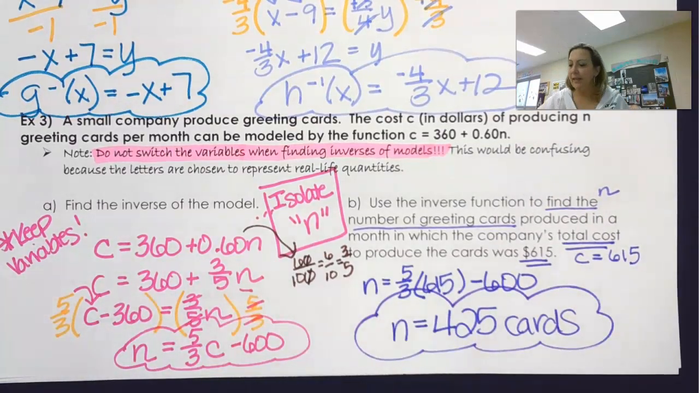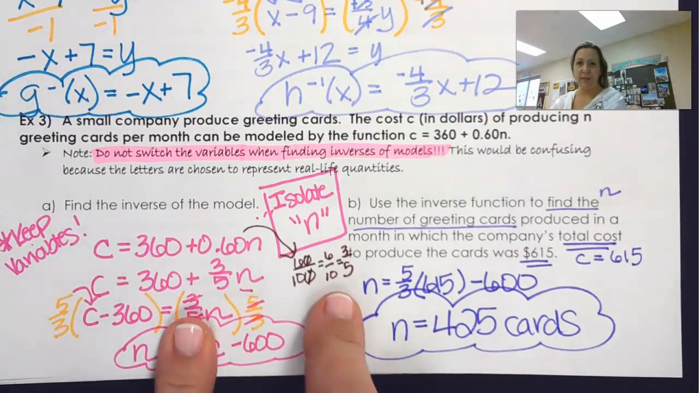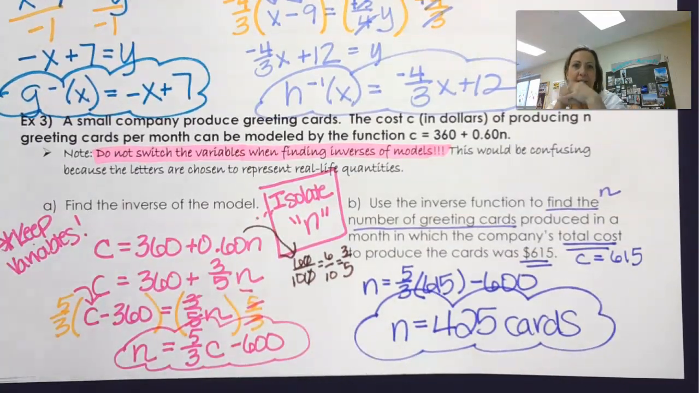And that's just a little bit about how we can find the equation of the inverse. So switch the variables except for these story problems, so that way we're preserving the integrity of the meaning of each variable. But then we always isolate that new variable.